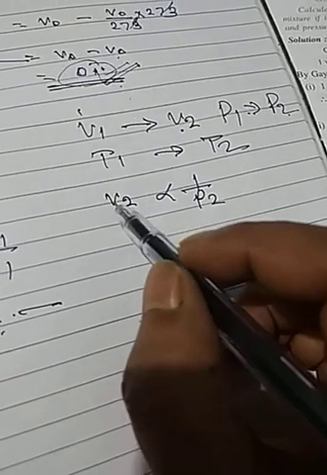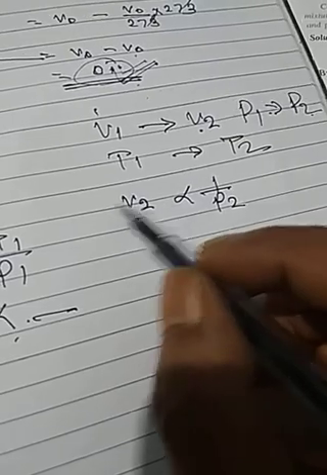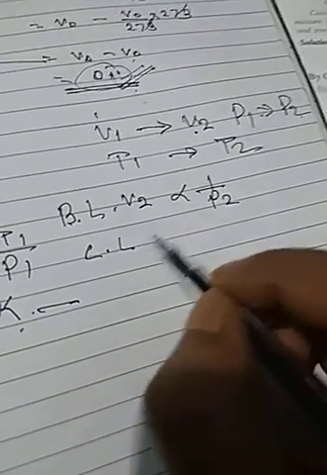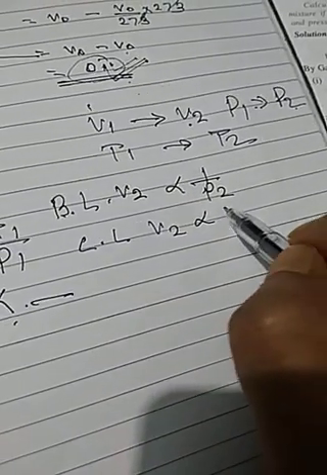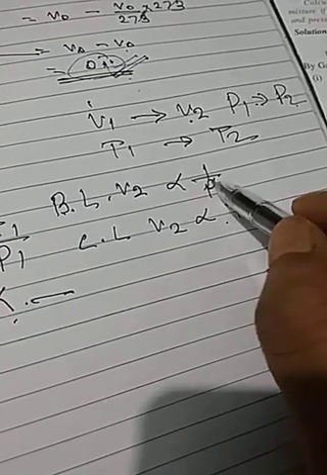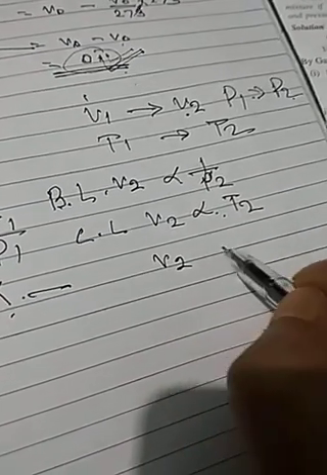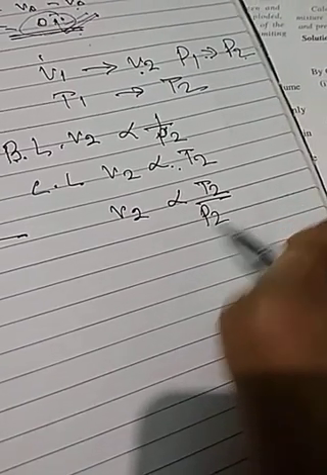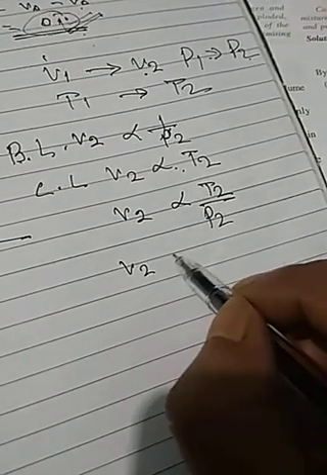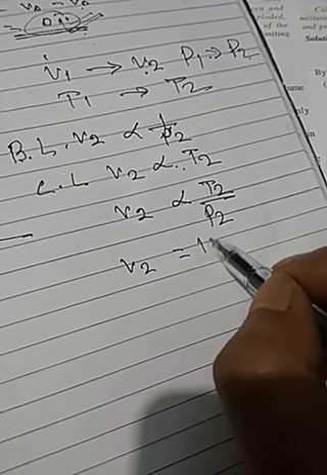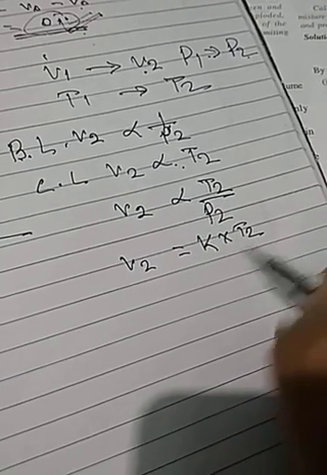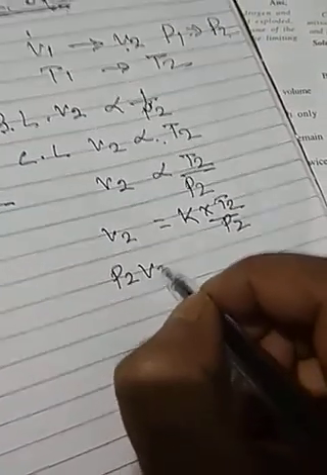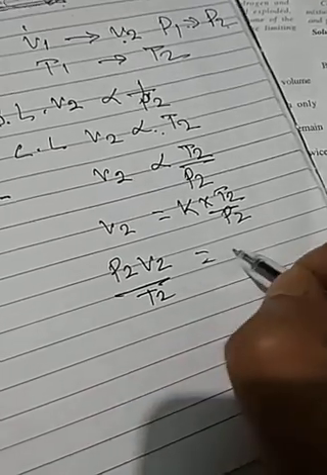Once again, by Boyle's law, V2 will be inversely proportional to P2. And by Charles' law, V2 is directly proportional to T2. Joining these two laws, V2 will be proportional to T2 by P2, or V2 is equal to K into T2 by P2, or P2 into V2 by T2 will be constant.